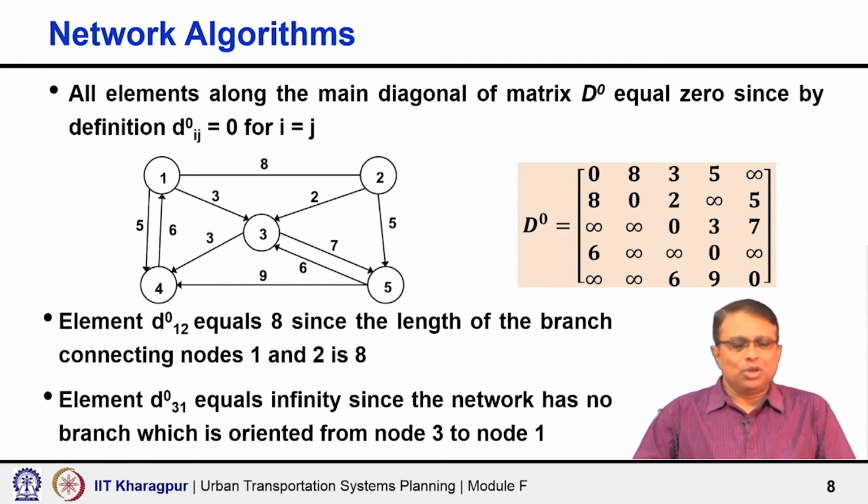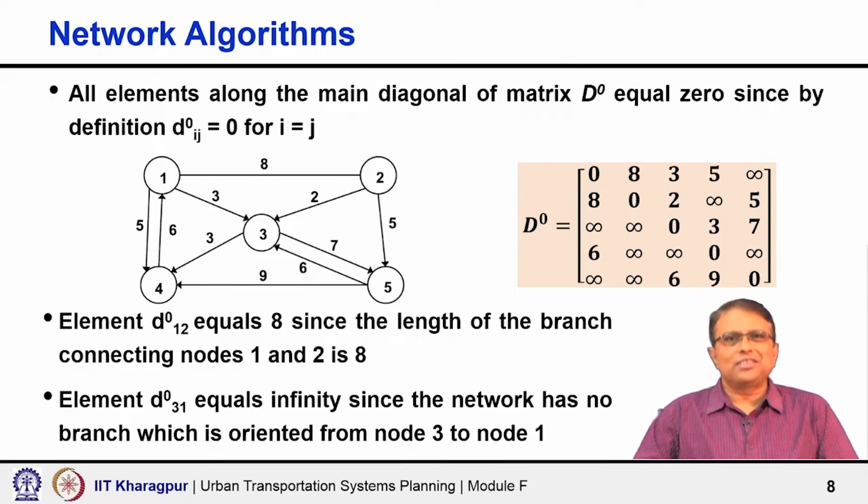Let us say 1 to 2, you know there is a direct connection, so the 1 to 2 value is 8. 1 to 3 also has a direct connection, 3, so I have put that value 3. 1 to 4 also has a direct connection, the value is 5. But 1 to 5, there is no direct connection, you can see, so that cost I do not know. So let us assume a very high cost, infinity.